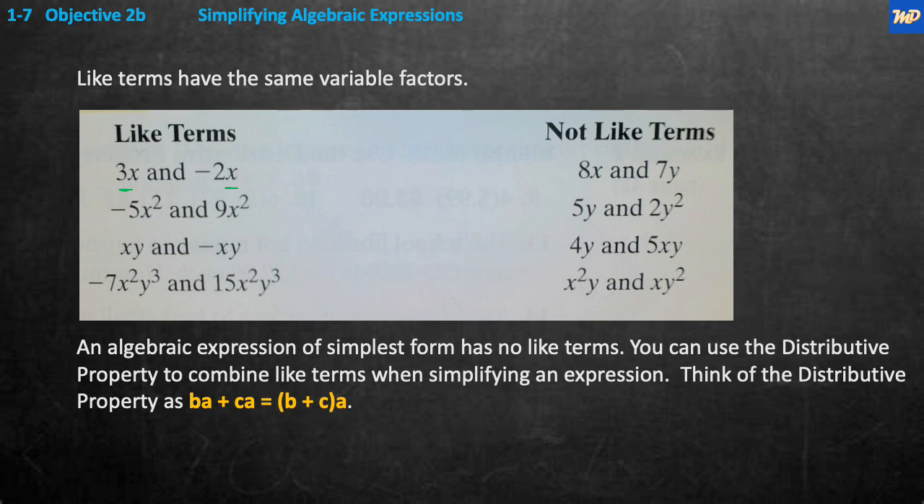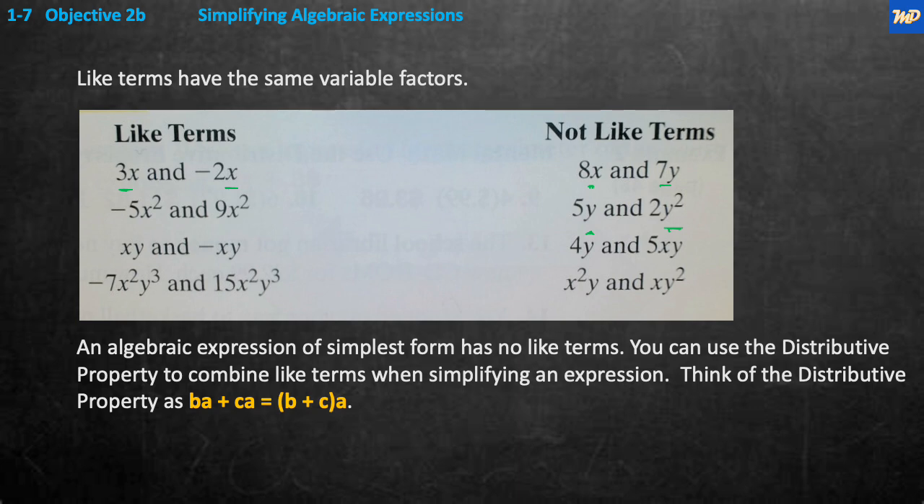How about some terms that are not like terms? 8x and 7y. You have an x and a y. You can't add that. 5y and 2y squared. This is a square term, and this is a non-square term. You can't add them. You can't do anything with them. You just have to leave them as they are, because they're not the same. X squared y and xy squared. Again, they both have x's and y's, but the x is squared in one term and the y is squared in the other. They're not like terms.